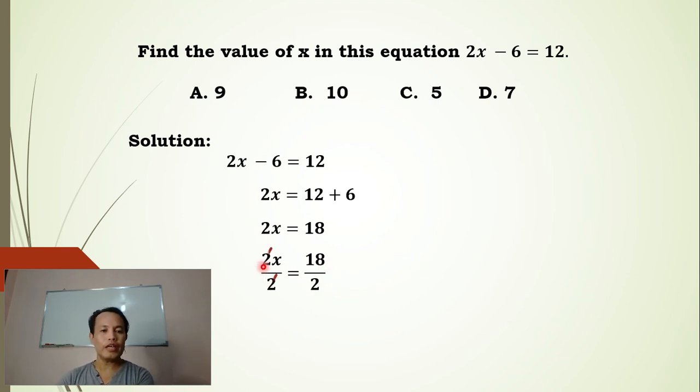This time we can cancel out the 2 now. What remains here is x, and 18 divided by 2 is 9. So the value of x that will satisfy this equation must be 9. So our correct answer is letter A.